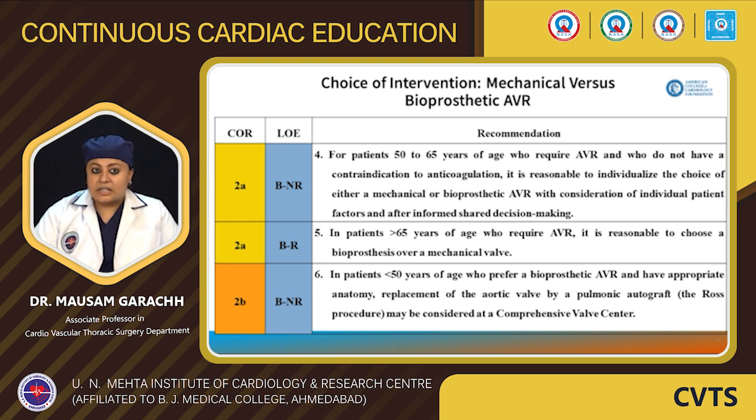Now 2A, B-R: in patients greater than 65 years of age who require AVR, it is reasonable to choose a bioprosthetic valve over a mechanical one. Now 2B, level of evidence B: in the patient less than 50 years of age who prefers a bioprosthetic aortic valve and has appropriate anatomy, replacement of the aortic valve by pulmonary autograft, that is the Ross procedure, may be considered as a comprehensive valve care.